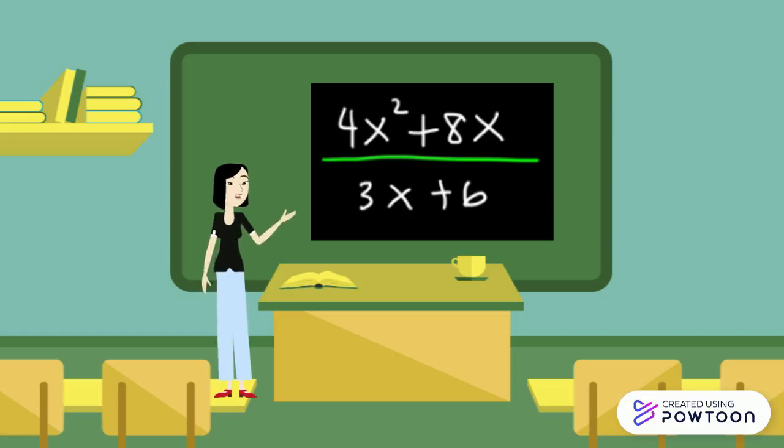The first thing we have to look at, as always, is if there's a common factor. If there is, we factor. We also check if there is any difference of squares or cubes, and if there is, we factor it.